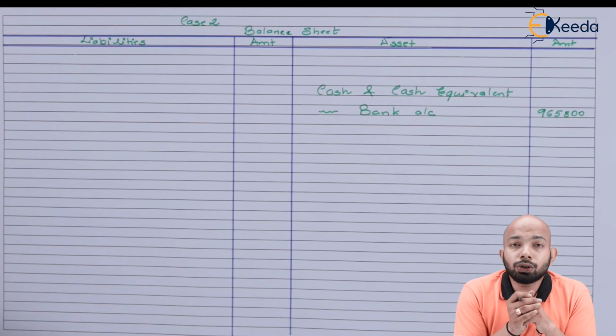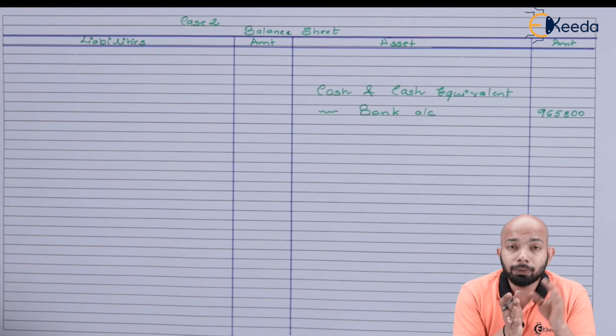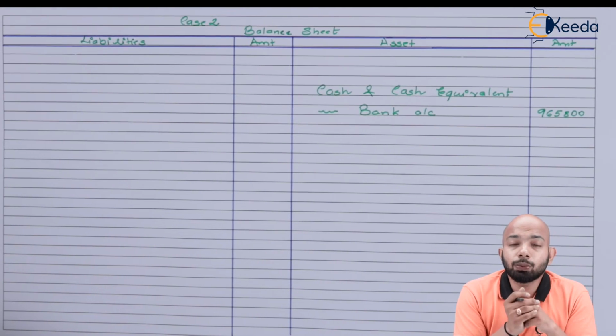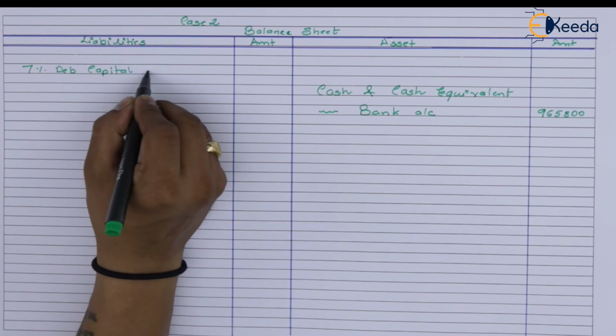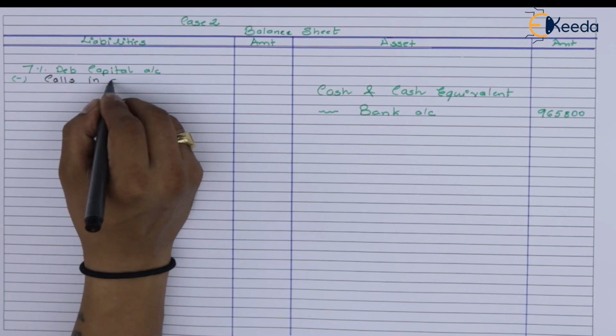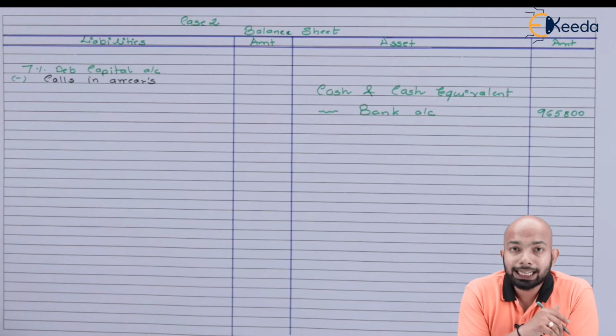Now let's go on to the debenture capital and securities premium. Both these things will be subtracted with calls in arrears here. So we'll first mention the debenture capital here.